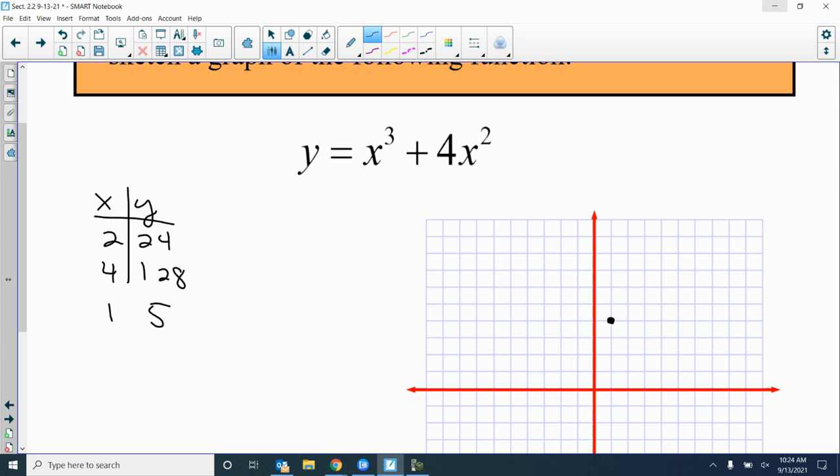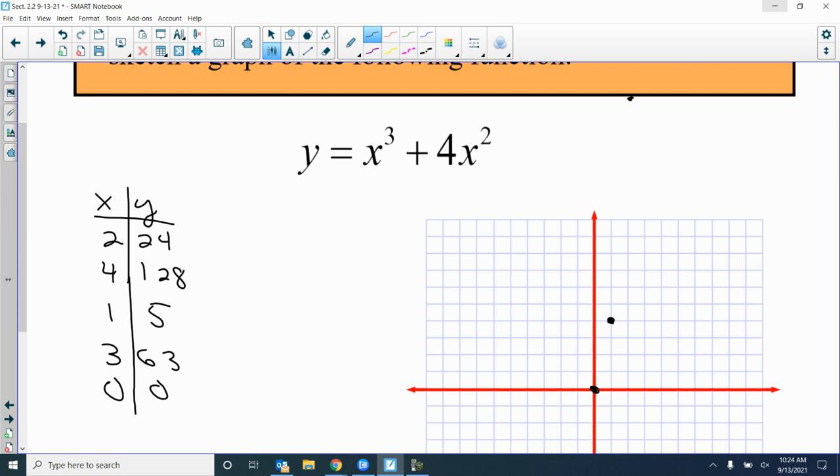All right, what else we got? Yeah, 3 and 63. So 2 and 24, that's somewhere up in here. And 3 and 63 is probably up there. And 4 and 128 is a little bit higher. All right, anybody got anything that'll show up? 0, 0. That's a very nice point. Lovely. What else we got? Anything else will show up? So we clearly know what this graph looks like, right?